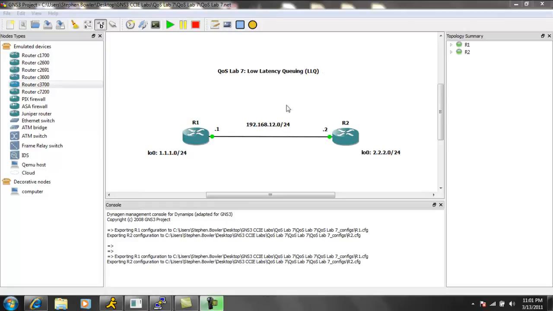The only difference between class-based weighted fair queuing and low latency queuing is that with class-based weighted fair queuing, we use the bandwidth statement. And what we're going to see different with the low latency queue is that we're using the priority statement to prioritize this traffic above all other types of traffic when congestion occurs on the link.